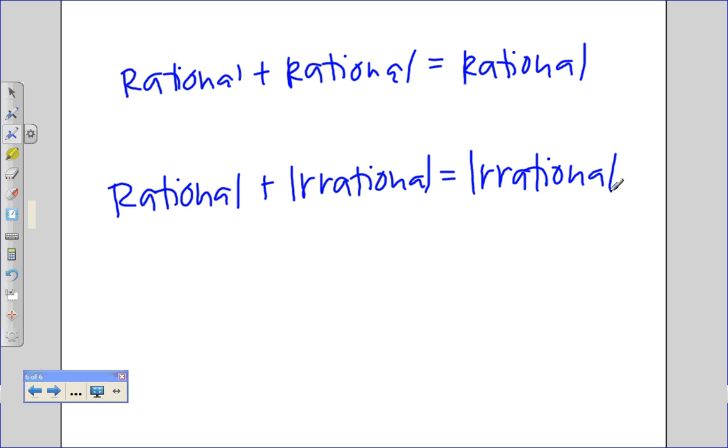Now your job after watching this video is to consider multiplication. So consider what happens if you multiply a rational times a rational. What kind of number do you get? And then secondly, what happens when you multiply a rational times an irrational? What kind of number will you get? Consider that. Make a few examples and make a video of your own proving the rules that you discover.